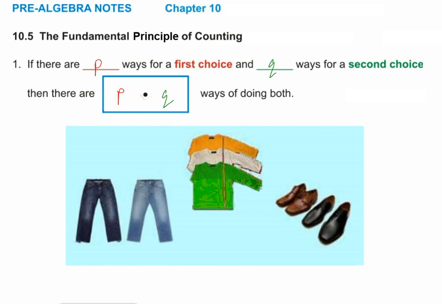All right, so what are we talking about? Well, we've got an example here. Let's suppose, this looks like guy's shoes, so let's suppose Bob has 2 pairs of jeans, 3 shirts, and 2 pairs of shoes. Now, my terminology, how many different ways could Bob wear his clothes?